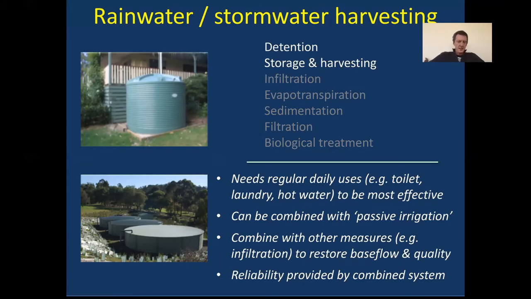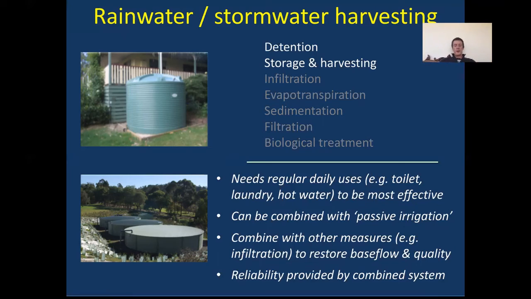Rainwater or stormwater harvesting. This is where we collect water and then use it for purposes. For this to be effective as a stormwater control measure, we need to make sure there's a regular use of that water, because there's not going to be much use in our tank as a stormwater control measure if it's full. Rain will come into the tank and basically just overflow. So we need to make sure we've got water being drawn out of that system regularly. In some cases, we can combine it with passive irrigation. So we might have a trickle release to supply water to a nearby garden area or green open space.